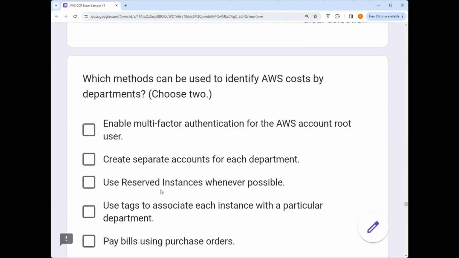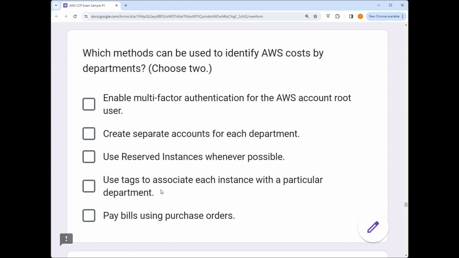Which methods can be used to identify AWS costs by departments? Choose 2. Enable multi-factor authentication for the AWS account root user. Create separate accounts for each department. Use reserved instances whenever possible. Use tags to associate each instance with a particular department. Pay bills using purchase orders. Correct answer: Create separate accounts for each department. Use tags to associate each instance with a particular department.